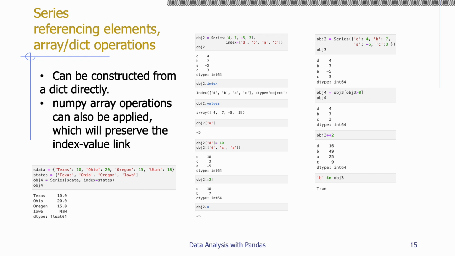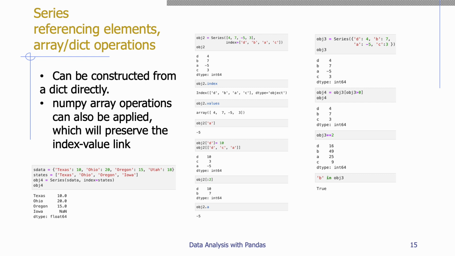You can also take just one corresponding value for an index. Let's pick the a index, whose value is -5, and then we can assign or modify one of the elements in this data. Let's change the d index's value to 10, and then when we print the elements corresponding to the rows d, c, a, you will see those values.